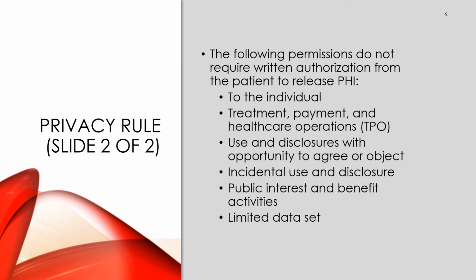The HIPAA privacy rule also lists reasons that PHI can be released without having to obtain consent from the patient. These times when we can release records without consent include to the individual. So if the patient wants a copy of their healthcare record, they may have it without completing an authorization form.